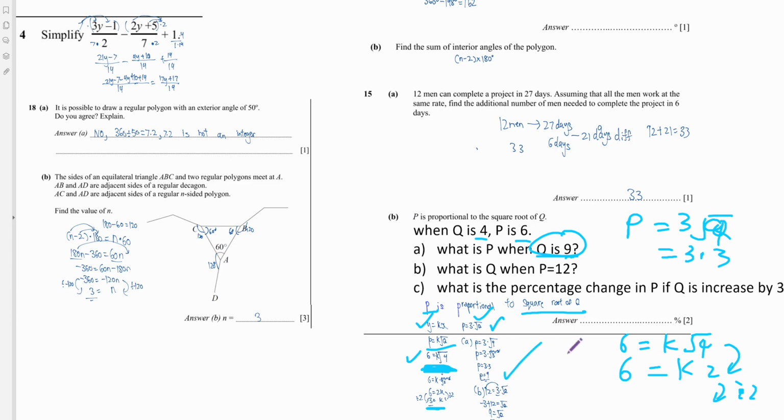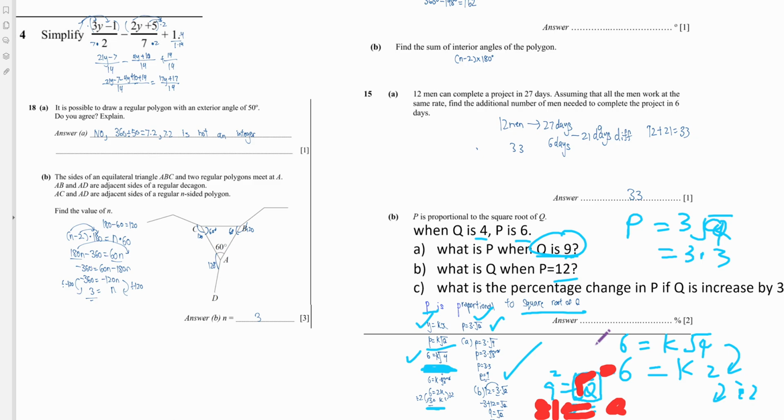So therefore P is 12. So 9 is equal to square root Q. So what is Q? Can you use the calculator here? Why not? Because there's no number. Then what you need to do? Then you square. What will happen when you square both sides? This one, you use your calculator, is 81. This one, the square and the square root will go away. So therefore Q is equal to 81.